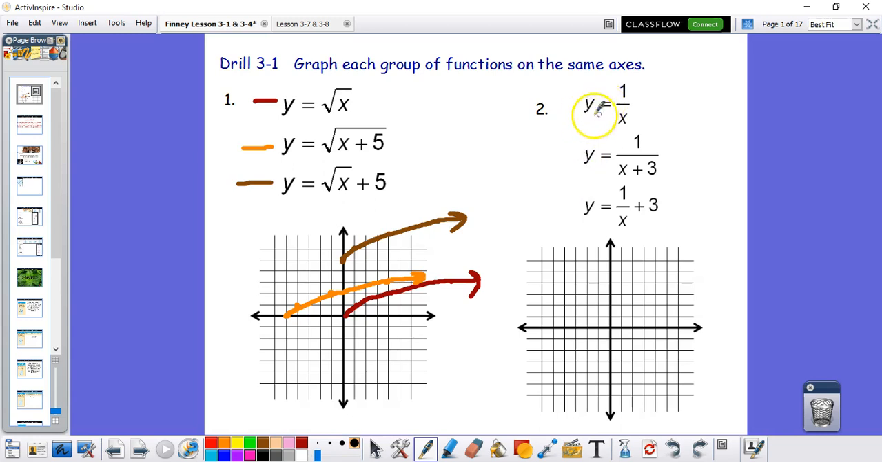So we've got 1 divided by x, which I know has an asymptote at x equals 0 and y equals 0. I also know that it has the ordered pairs (1, 1) and (negative 1, negative 1). And if I put in 4, I've got a fourth. If I put in a fourth, I've got 4. So it's going to look a little something like this.